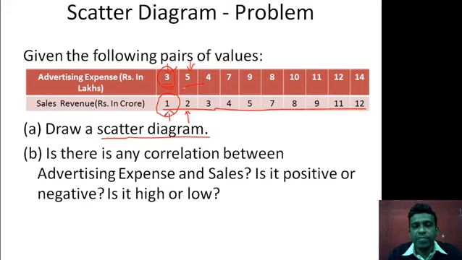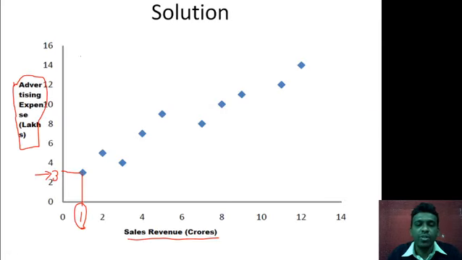Similarly, the next value they have is sales revenue 2 and advertising expenditure 5. Sales revenue is 2 on the x-axis, and advertising expenditure is somewhere here, 5. So I can draw it here and you can get the diagram. So this is the dot.